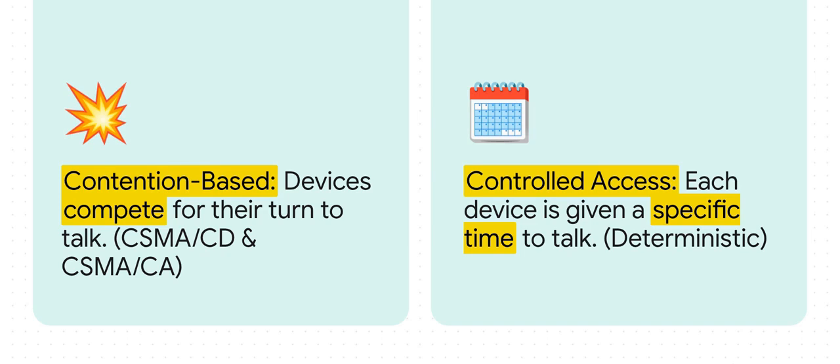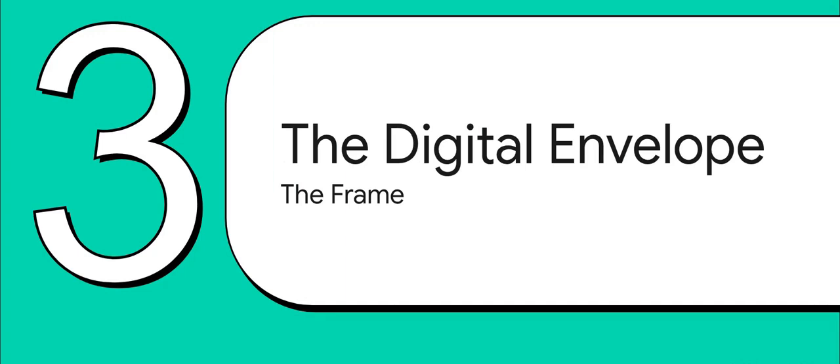On the other hand, controlled access is much more polite. Every device gets a scheduled turn to speak. It might be a little slower, but it's way more orderly. Okay, so we've got our mail carrier, we have a map, and we have the rules of the road.